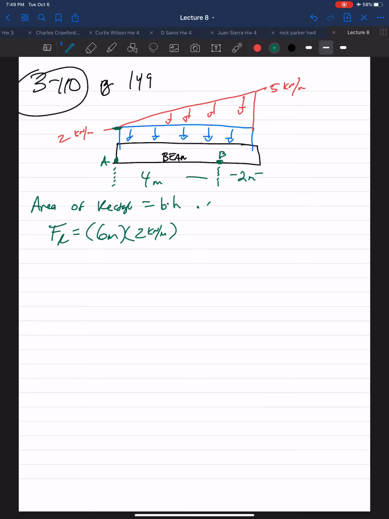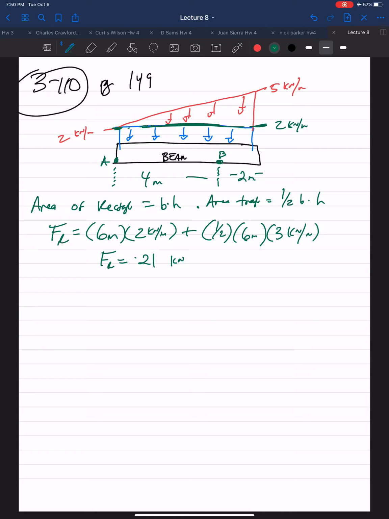Now for the triangle, it's 1/2 the base times the height. So that's 1/2 the base, which is still 6 meters. But the height now is not 5, it's 5 minus 2. If this is 2 kilonewtons per meter, then the height of just the triangle, or the intensity, is 5 minus 2, so 3 kilonewtons per meter. Realizing that this is in the negative y direction, the resultant force is negative. Multiply this out, you get about 21 kilonewtons. All right.